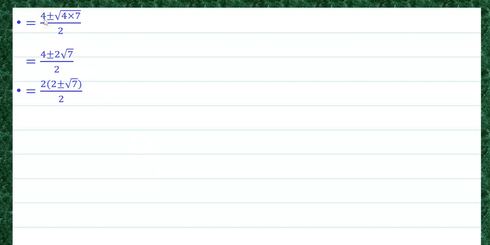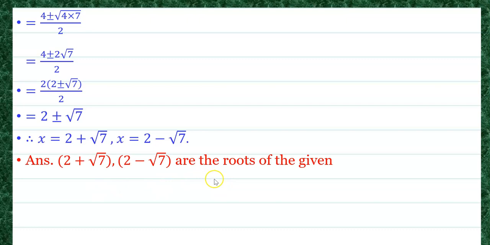Minus minus becomes plus. 4 plus or minus root 28. See how I wrote it: 4 into 7. We make factors so that one of them is a square. Here I wrote 4 into 7, and the square root of 4 is 2. We can take 2 common from both, and the 2 in the numerator and denominator cancels. Therefore here you will get 2 plus or minus root of 7, and therefore the roots are x is equals to 2 plus root 7 and x is equals to 2 minus root 7. These are the roots of the given quadratic equation.